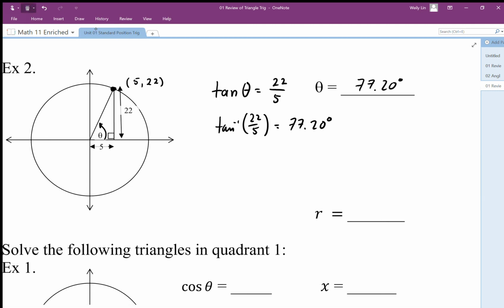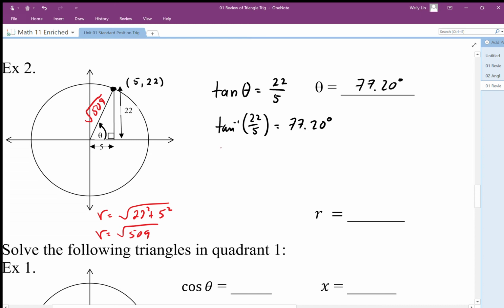Now I could work out the hypotenuse here. And when I work out the hypotenuse, be very careful, because 22 squared is 484. So 22 squared plus 5 squared is going to be 509. And we're going to leave the radius as square root 509. We're not going to work out the decimal value for that because we don't need to. We want to try to keep it at exact values if we can.